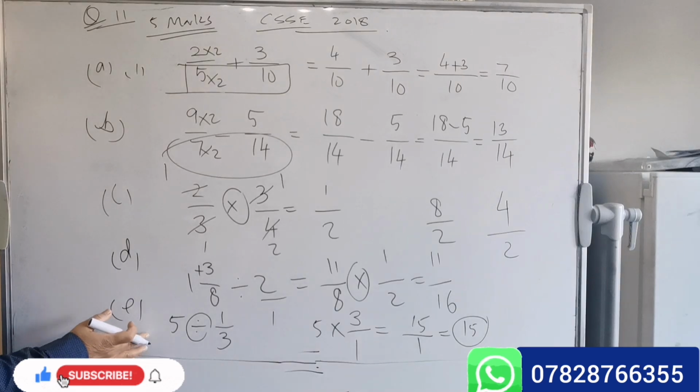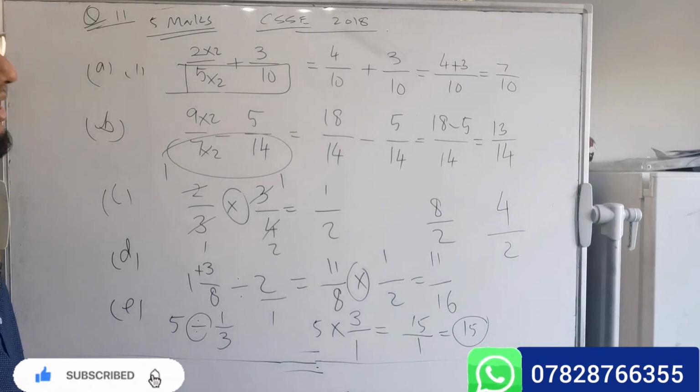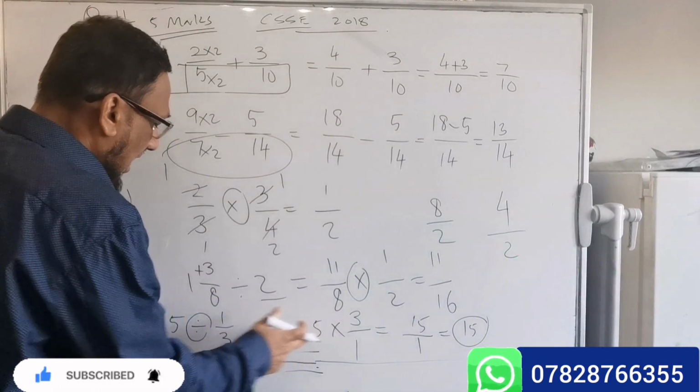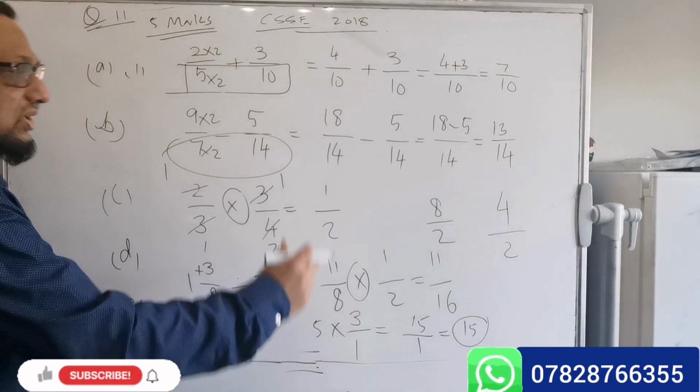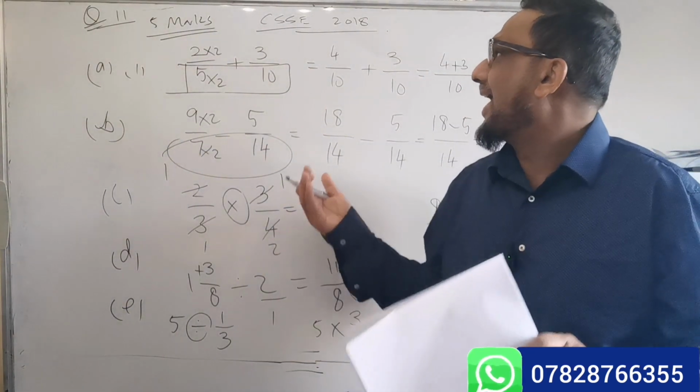And the last one is part E, which is 5 divided by 1 over 3. I change the sign to times and flip this fraction, and 5 times 3 is 15. So this is the CSSE 2018.